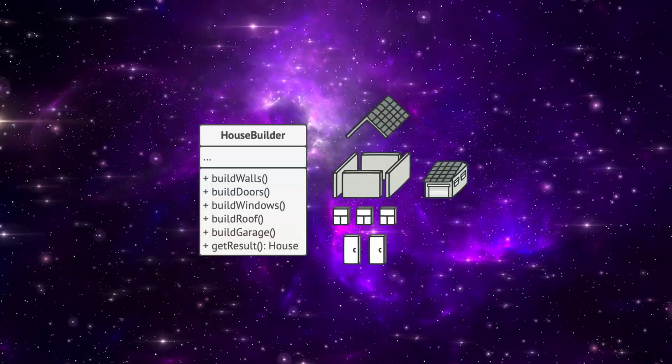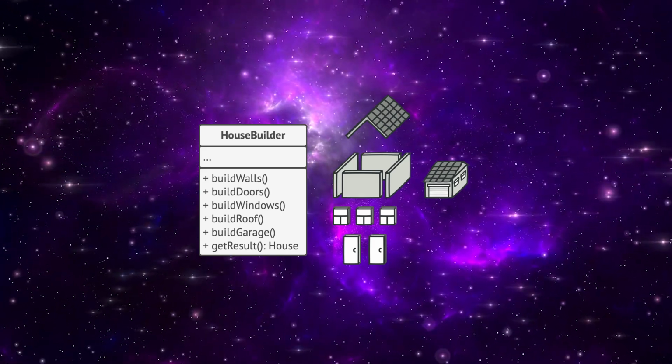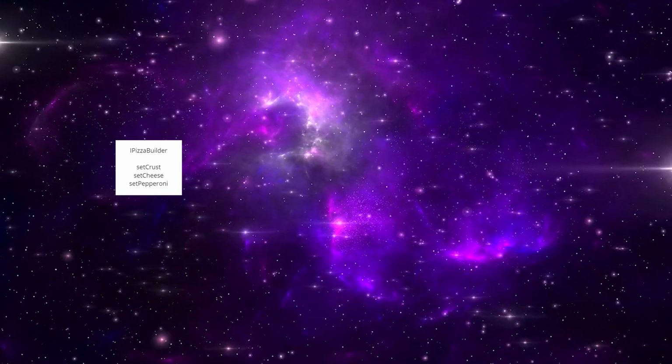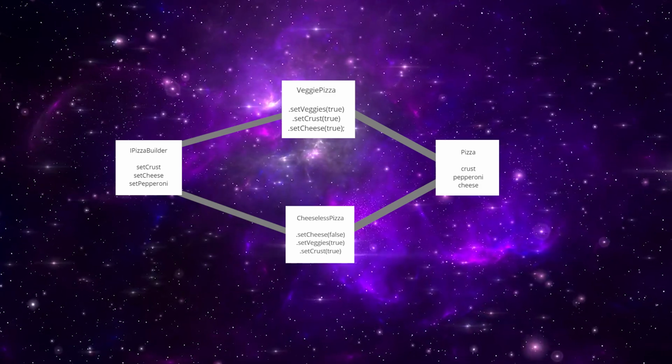The builder pattern is a software design pattern that says you should move all the object construction code out of its own class into a builder class. With the builder pattern, you first need to create an interface that has the methods to build it out. So for a pizza, you would have things such as set pepperoni, set cheese, set crust, and then from this builder, we can implement some classes that actually build upon it.